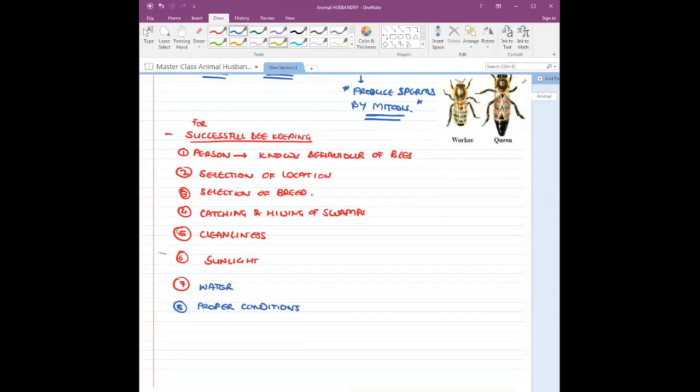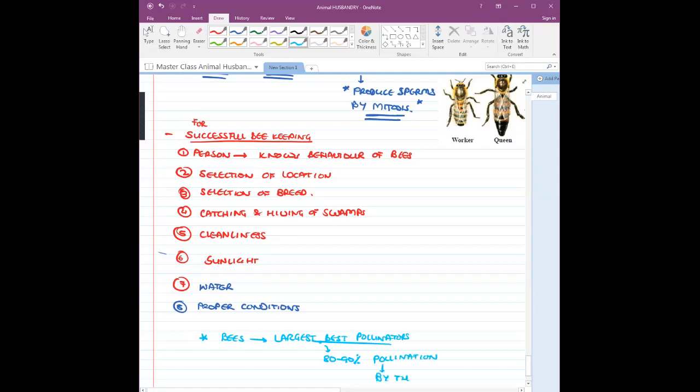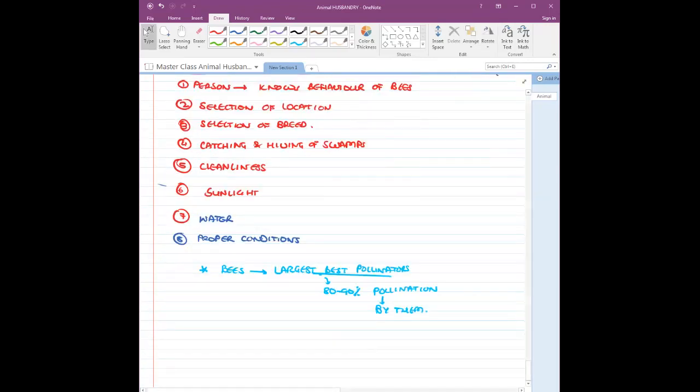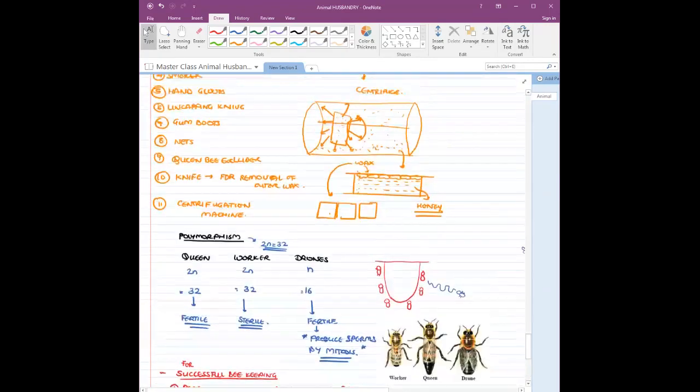Lastly, guys, one important thing. Whenever we talk about bees, around 80 to 90% of the world's pollination is brought about by honeybees only. So bees are the largest, best pollinators. 80 to 90% of pollination is brought about by them. Okay, that's it. That is what we need to know about your entire apiculture, guys.